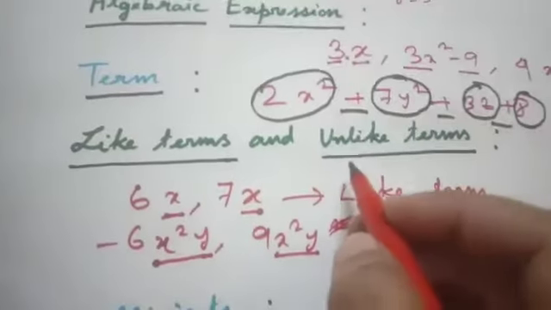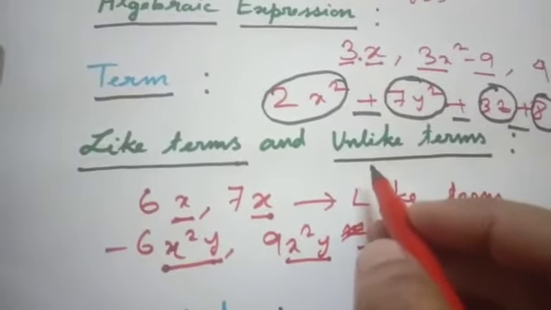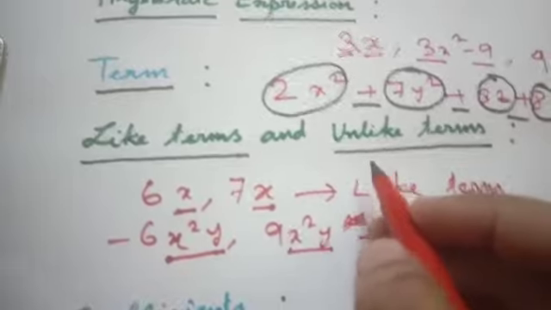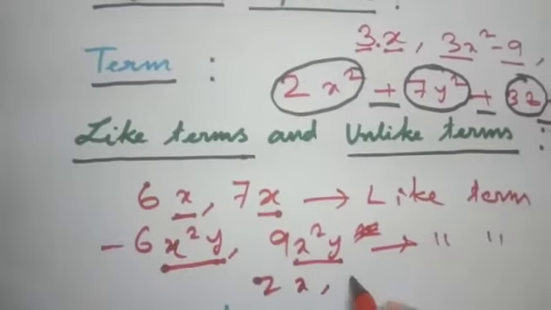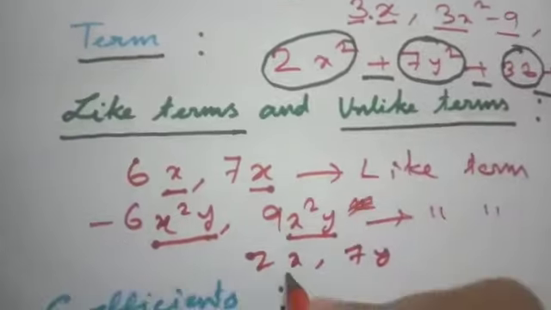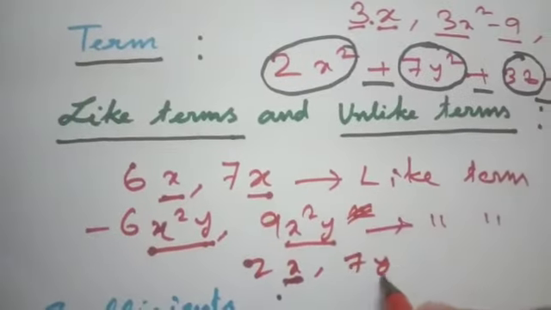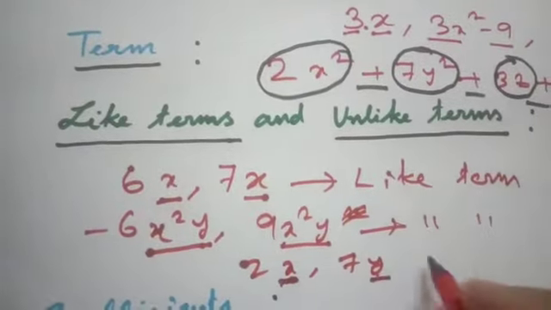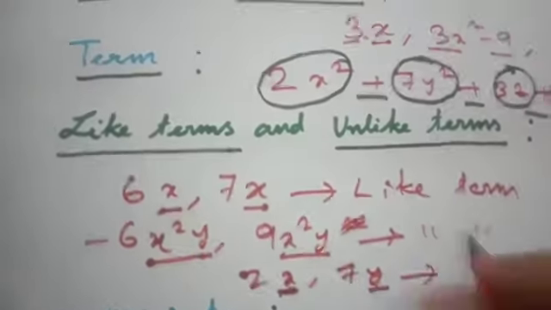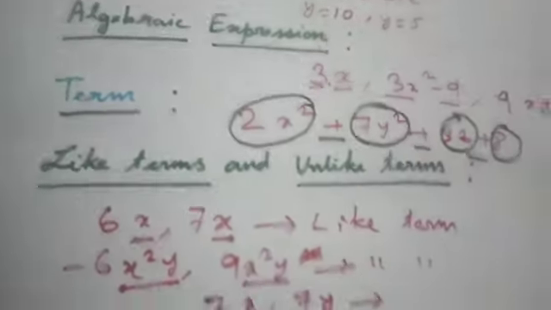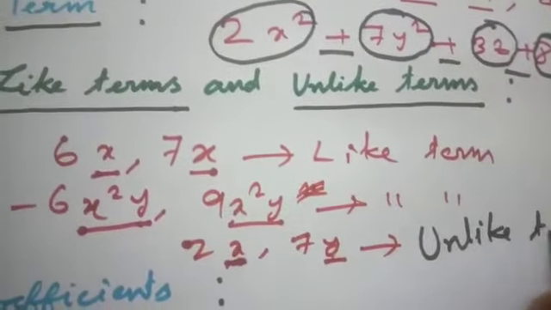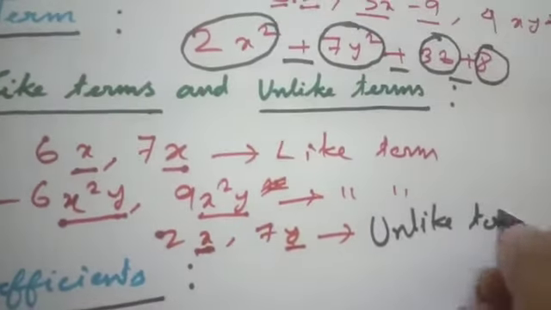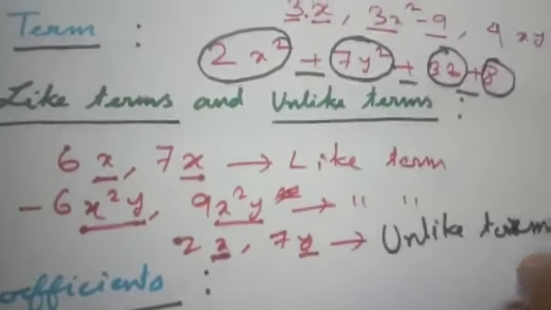And what is an unlike term? Terms that have different literal factors, that is 2x, 7y. Here the literal factor is x, and here the literal factor is y. So the literal factors are not the same. So they are unlike terms.